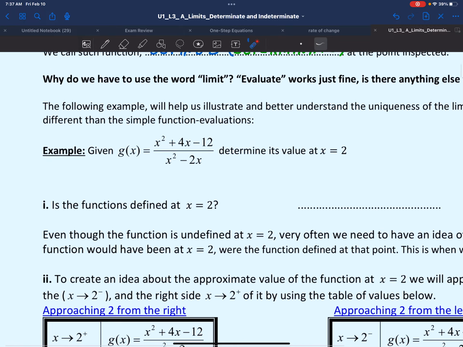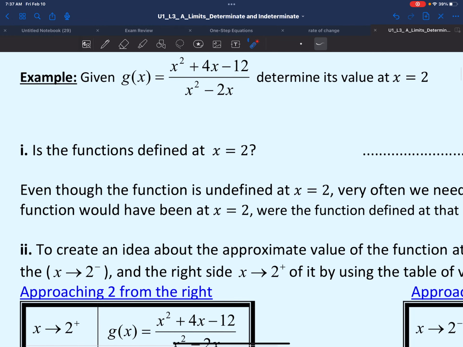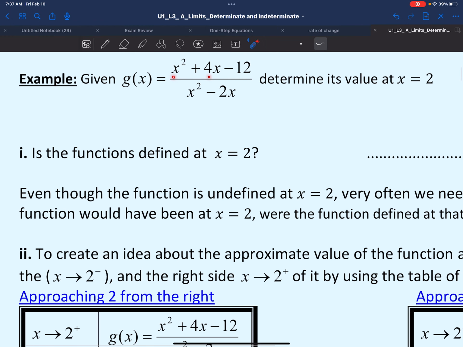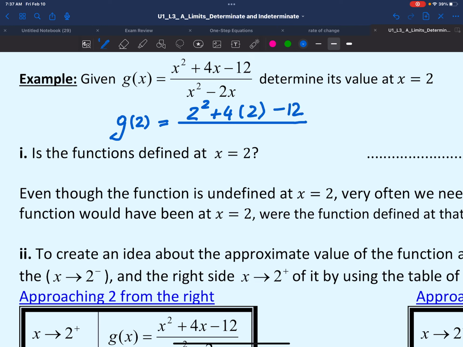And to illustrate this, I brought in the equation of this rational function, x squared plus 4x minus 12 over x squared minus 2x. We're asked to evaluate it at x equals 2, which means that we have to find g of 2. So, fraction. Instead of x now we have 2, so 2 squared plus 4 times 2 minus 12 over 2 squared minus 2 times 2.